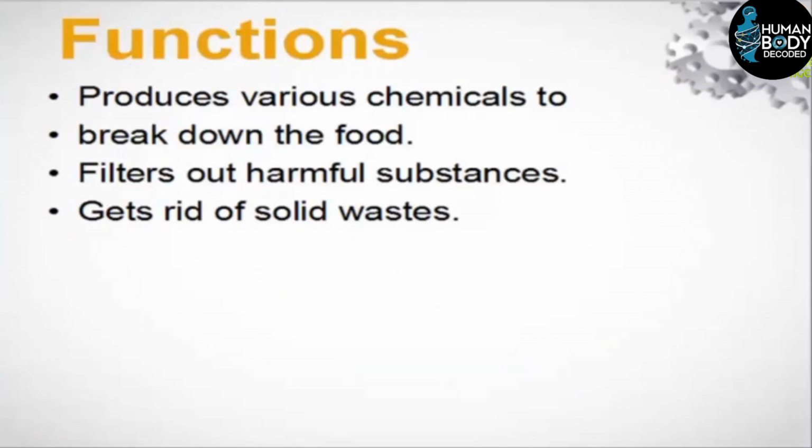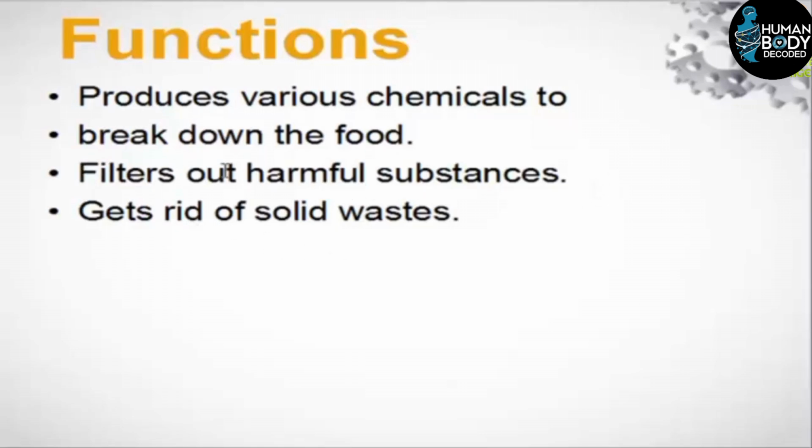If we talk about the functions, there are many functions of digestion, but I have summarized 3 main functions here. The first main function is to produce various chemicals to break down food. This involves the production of chemicals such as enzymes like pepsin, amylase, HCl, or the pancreatic juice from the pancreas, and bile juice from the liver. These are all chemicals that help in digestion.